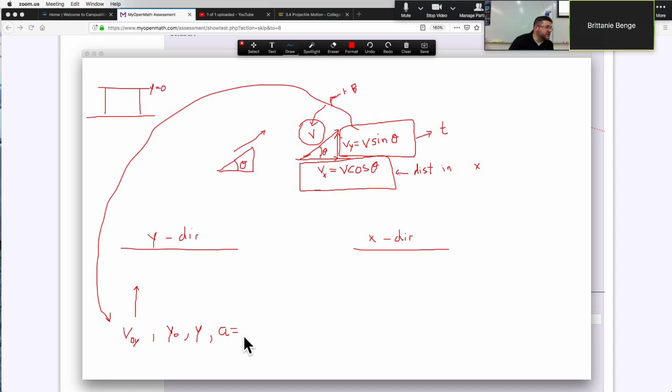In the up and down direction, what's our acceleration for projectile motion? I'll give you a clue. It's negative 9.8. Excellent. Meters per second squared.